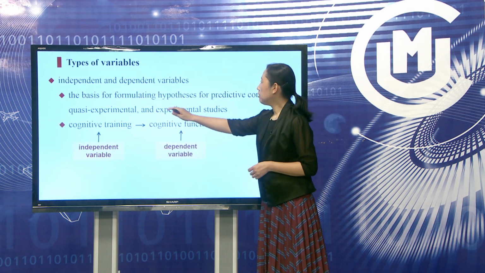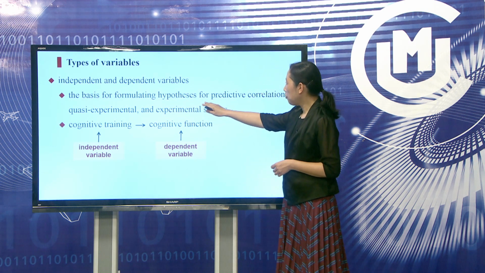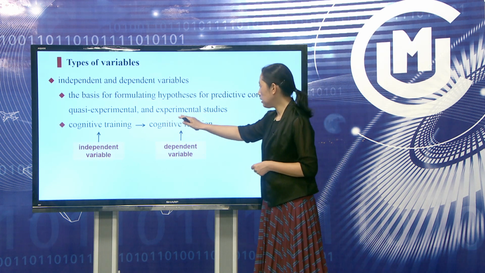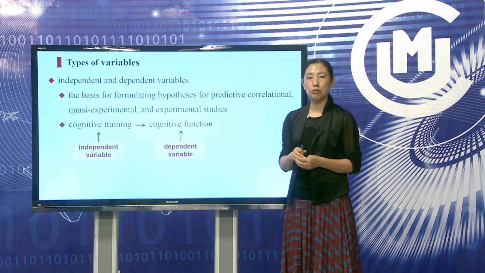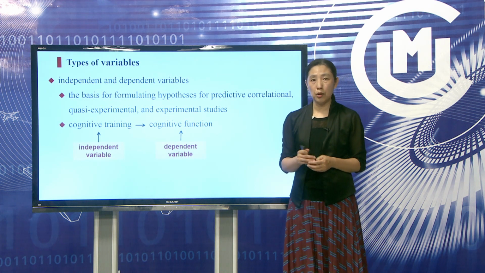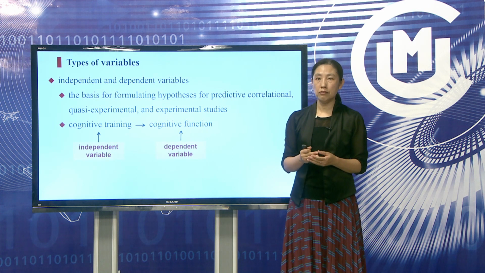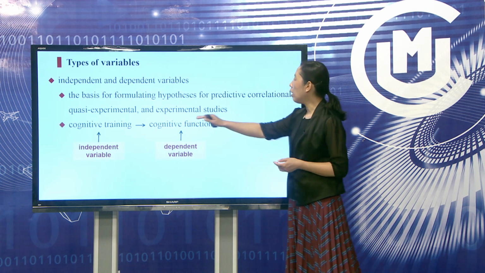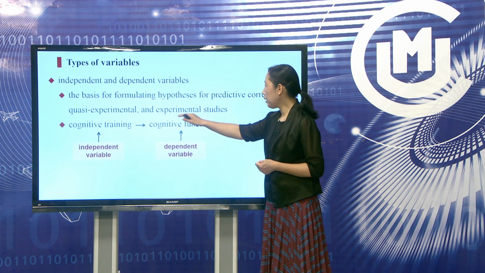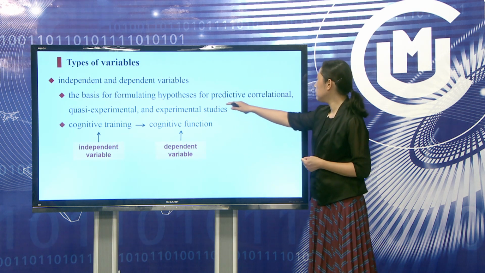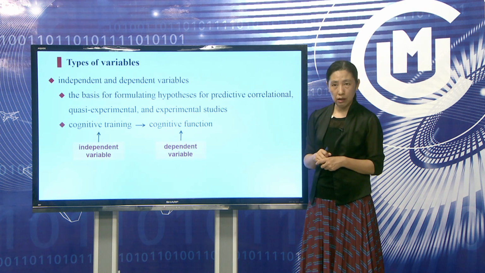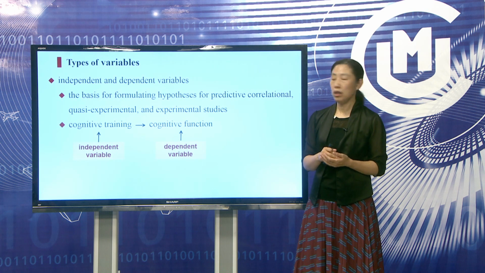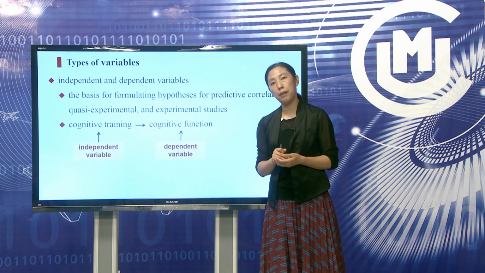Usually, when we formulate hypotheses for predictive correlational, quasi-experimental and experimental studies, we need to figure out what is the independent variable in my study and what is the dependent variable in my study. So when your study design is quasi-experimental or experimental, or you have a predictive correlational research design, you need to make sure what the independent variables and the dependent variables are.